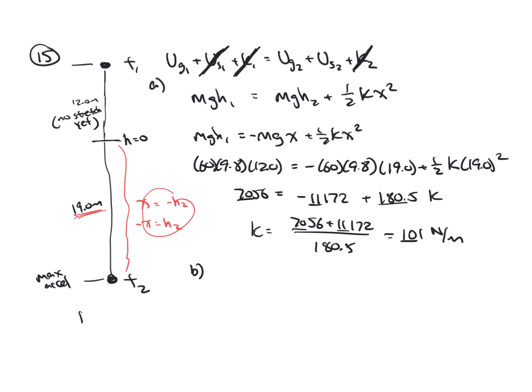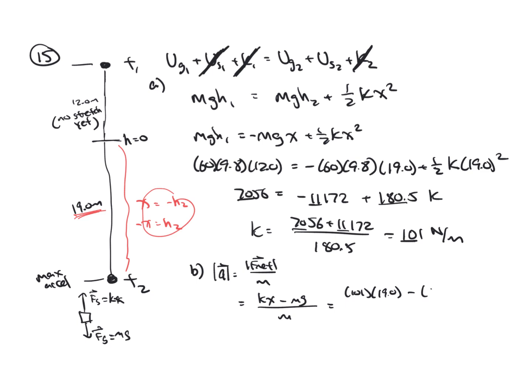So we'll calculate the maximum acceleration there. I'll get a free body diagram for T2. So we have gravity, Fg, which is mg. And then we'll have the spring force, Fs. It's going to equal to Kx. So the acceleration, magnitude of it at least, will be the net force divided by the mass. So it's going to be the spring force, Kx, subtracted by the gravitational force, mg, all divided by the mass. So we'll use our K from before. The x is 19. Okay, the mass is 60, and then g, 9.8, over the mass.